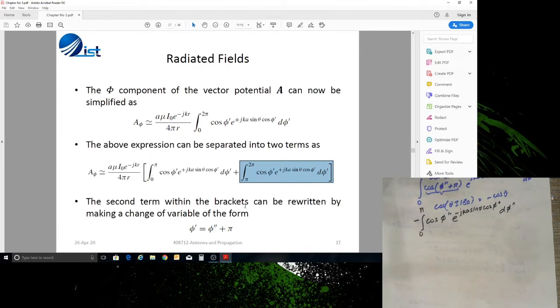The only difference between the first integral and this new second integral is that one is in terms of phi prime and the other is in terms of phi double prime. If we are able to find a well-known integral solution in this form, then we can use that form directly for the solution of both integrals, and we will see it in the next slide as well.